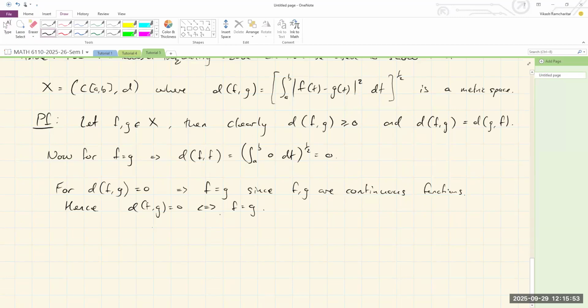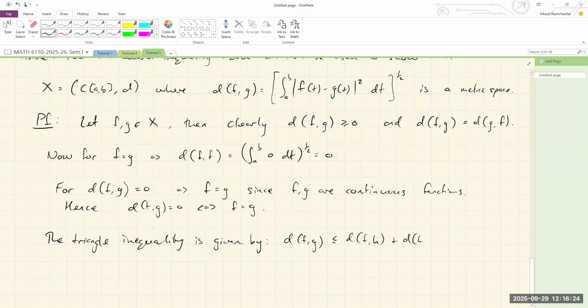Okay, so now the last one is the triangle inequality. So let's just write out what it is. It'll be d of f, g is less than or equal to d of, let's say, f with h plus d of h with g, where f, g, h belong to X. So this is what I want to prove.